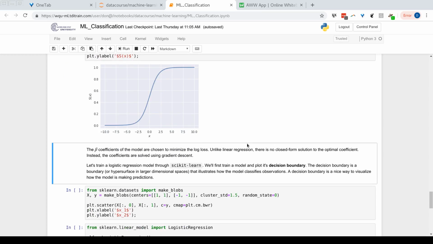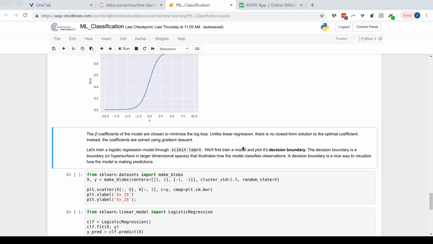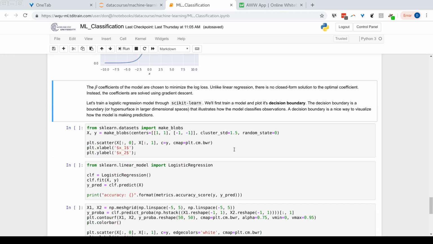Let's go ahead and use logistic regression in scikit-learn. I want to emphasize that these coefficients, the beta coefficients, are solved in scikit-learn by applying gradient descent. There is no closed form solution for these beta coefficients, so when you use logistic regression, underneath the hood it's using gradient descent to figure out the beta coefficients. So let's generate some data.